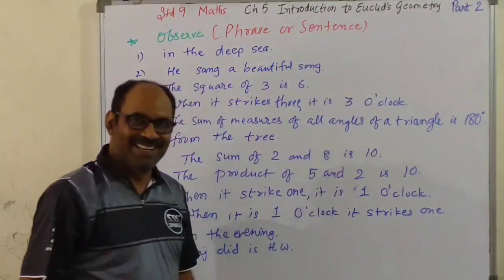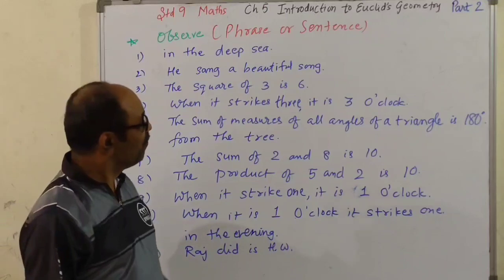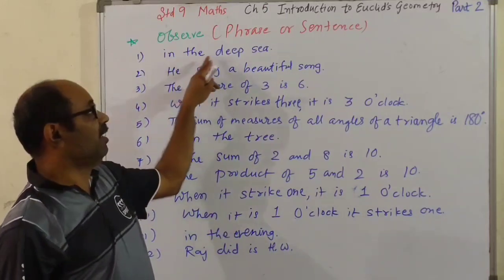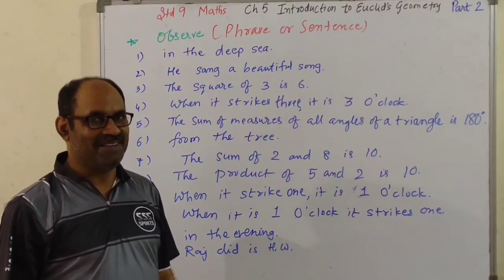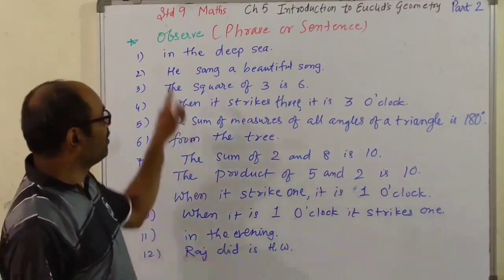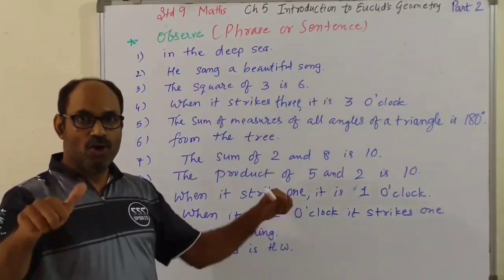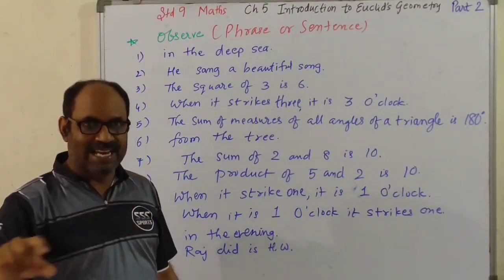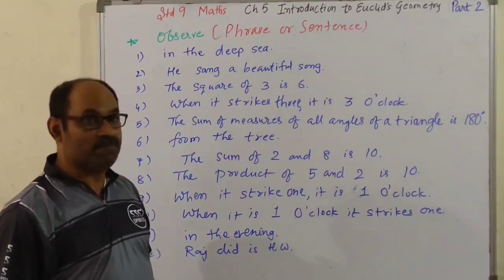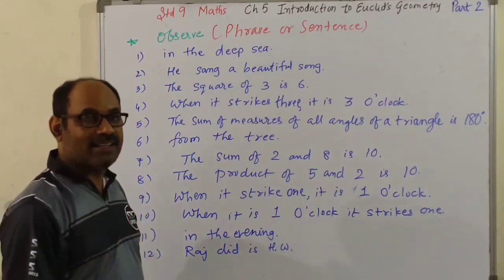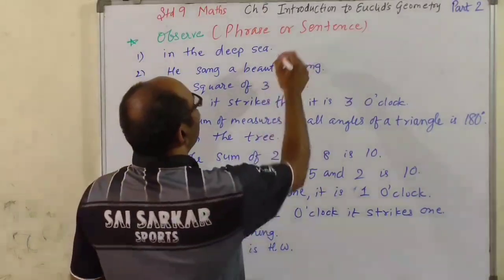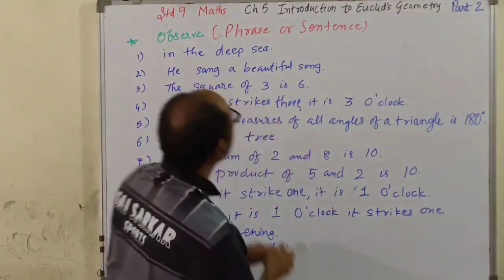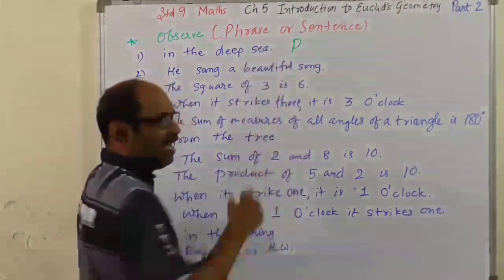Children, a little bit of grammar here. Okay? Fine. In the deep sea. Is it a phrase or a sentence? Tell me. What is the verb here? No verb. Only an object is there, in the deep sea. A sentence cannot be without a verb. So this is a phrase. P for phrase I'll write.